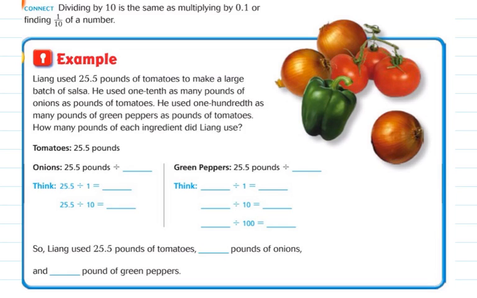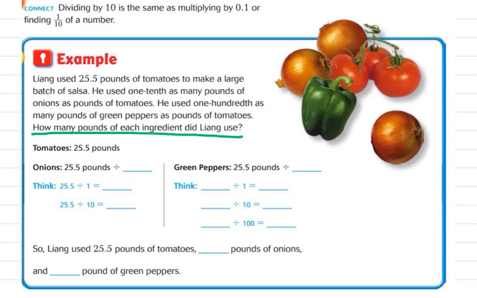It says, Lang used 25 and 5/10 pounds of tomato to make a large batch of salsa. He used 1/10 as many pounds of onions as pounds of tomatoes. He used 1/100 as many pounds of green peppers as pounds of tomatoes. How many pounds are in each ingredient that Lang uses? Boys and girls, I'm going to underline this last statement because this is what we're trying to find.